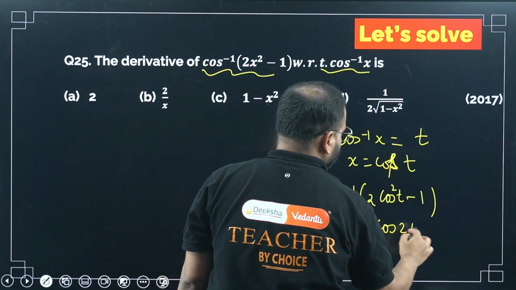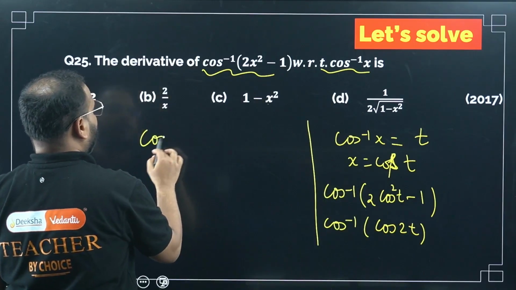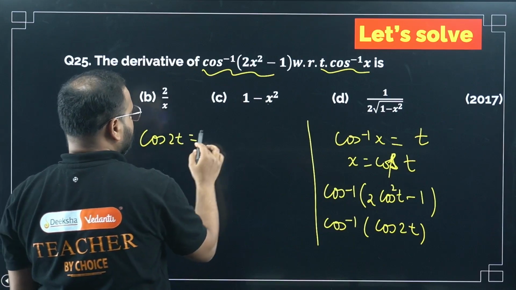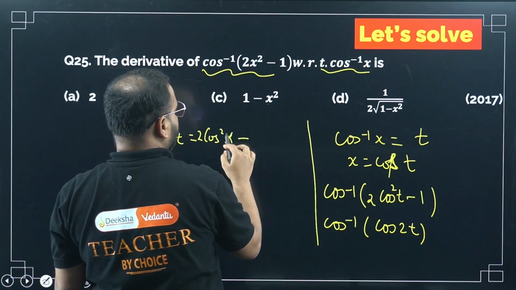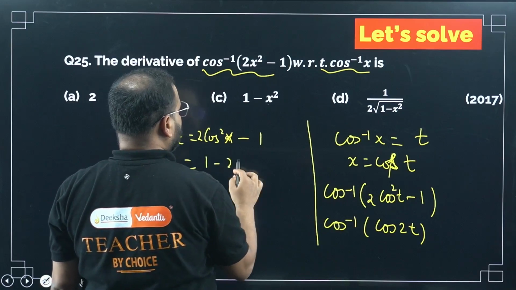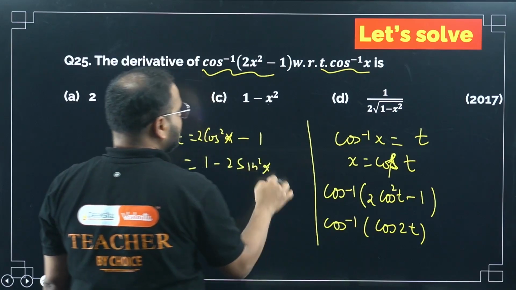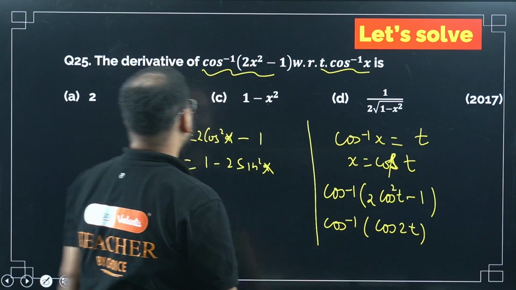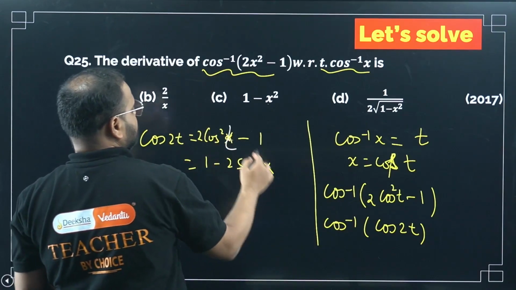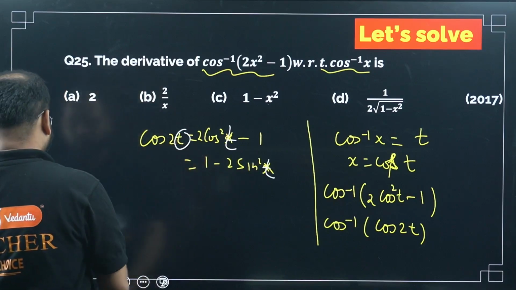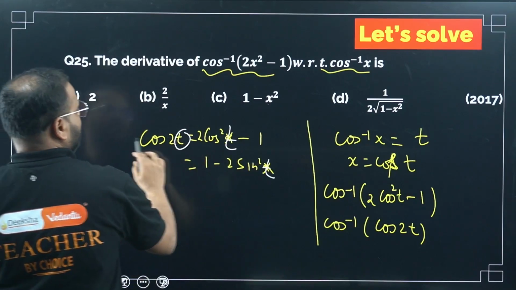Which formula, sir? This formula, bacha. Cos 2x is equal to 2 cos square x minus 1, or 1 minus 2 sin square x. Same thing is being used here. This is t in this case. The variable is t, that's why, no other reason. Let's erase this part, not required.